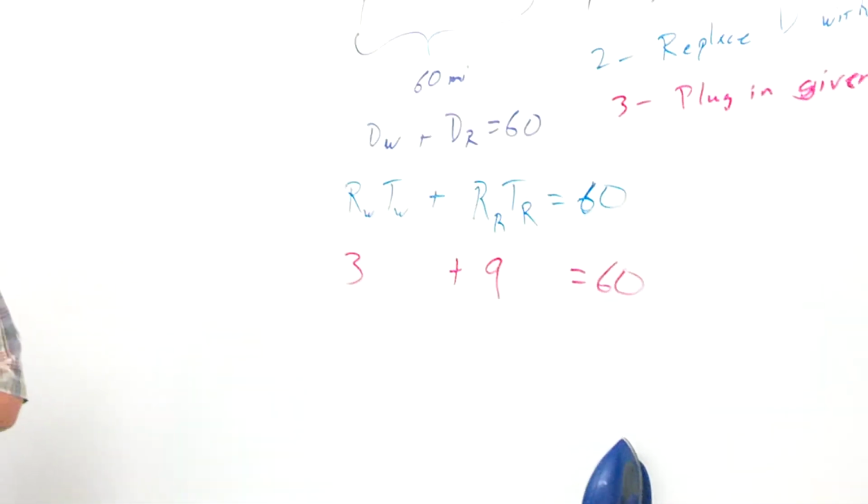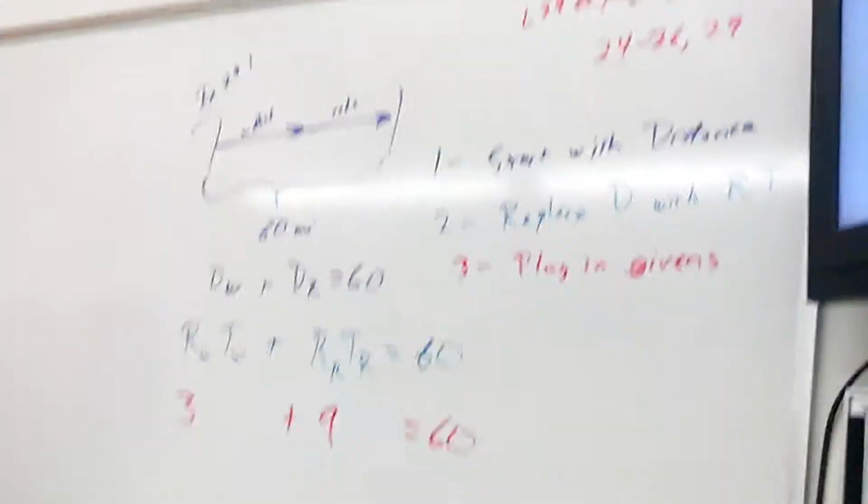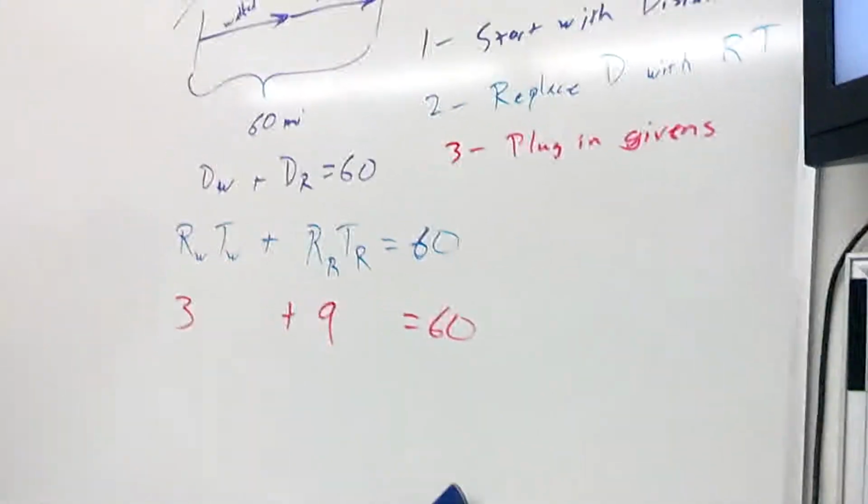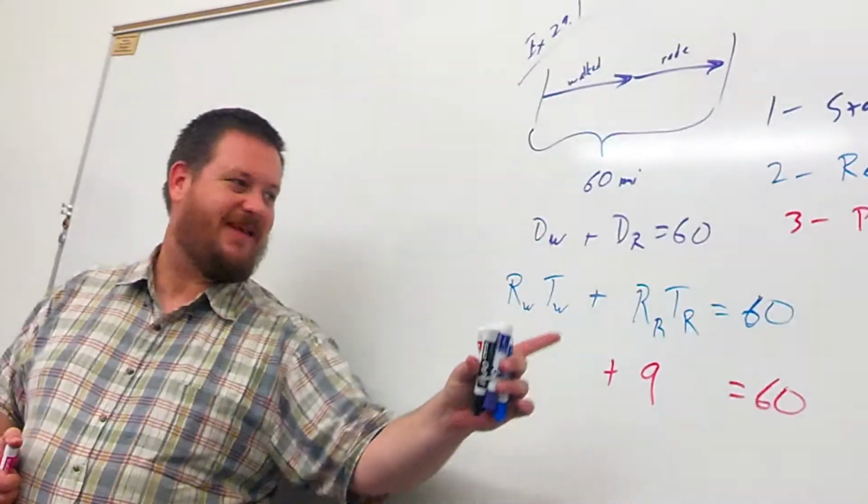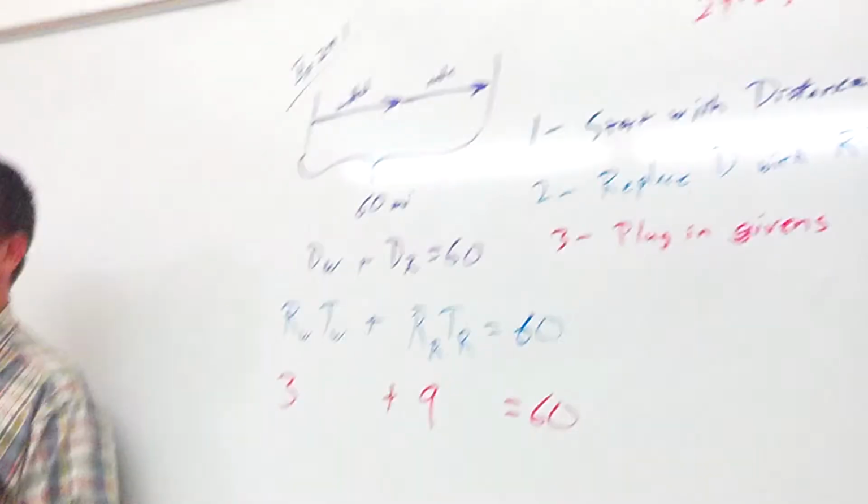Keep reading the problem. It says, if the total time of the trip was 8 hours, for how long did he walk? Now, did it tell us the time that he walked? No. Did it tell us the time that he rode? No. What did it tell us? The total time. The total of the two.